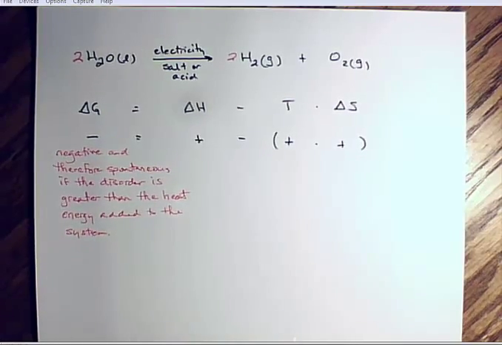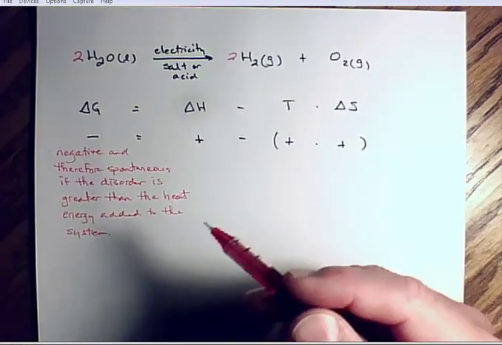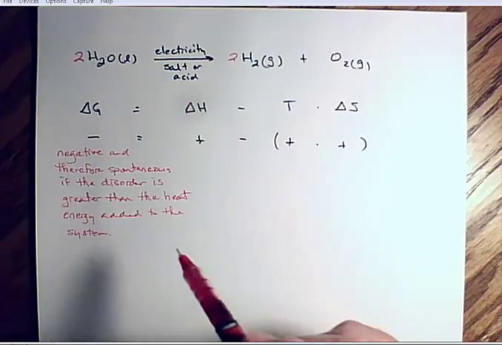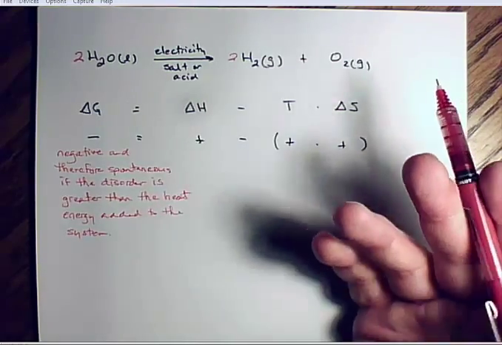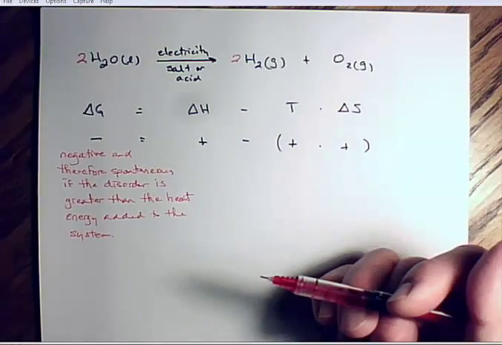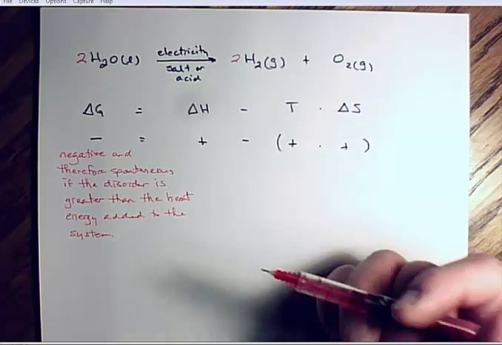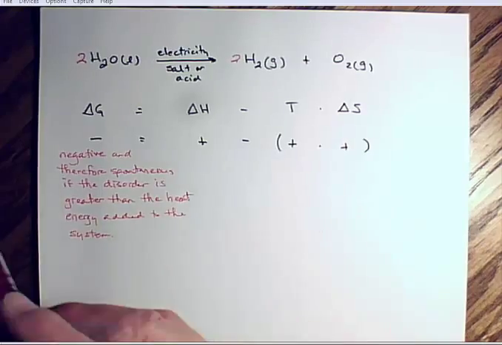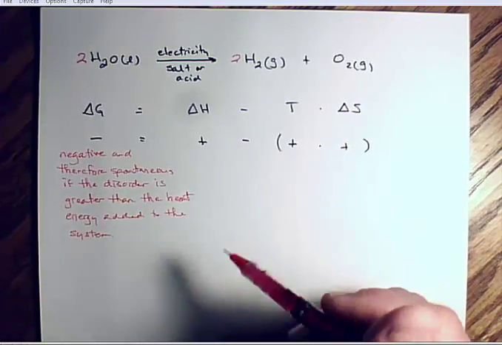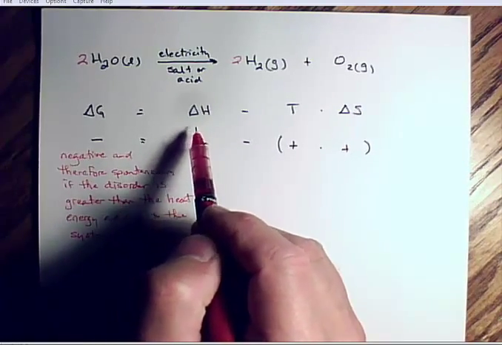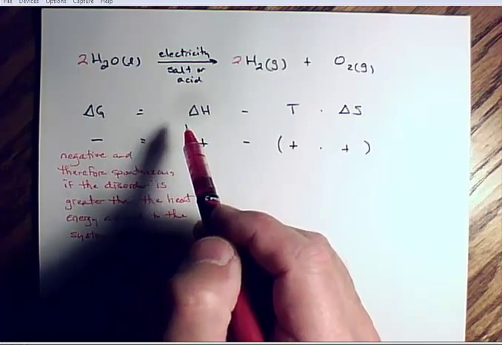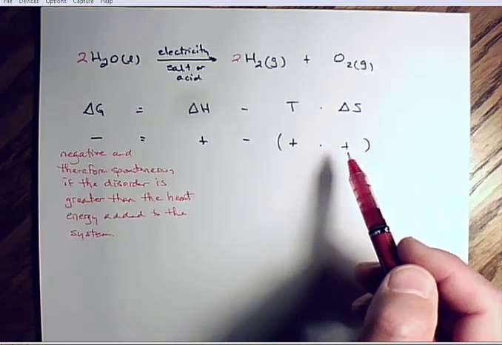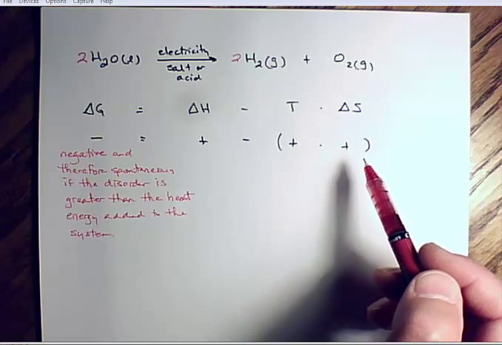Okay, so negative and therefore spontaneous if the disorder is greater than the heat energy added to the system. Now, I know we're adding electricity, not heat, but one form of energy can be transformed into another. Okay, and I know that's a little bit beyond what we've talked about so far in here, but that really is something you've studied in other science classes. Okay, different types of energy can be changed into other types of energy. And enthalpy, while we're using it to say heat energy, really means all forms of energy. Okay, you with me? All right. Does that make sense to you?